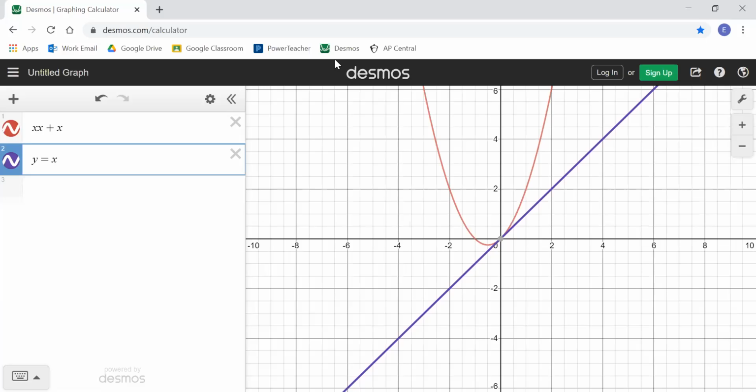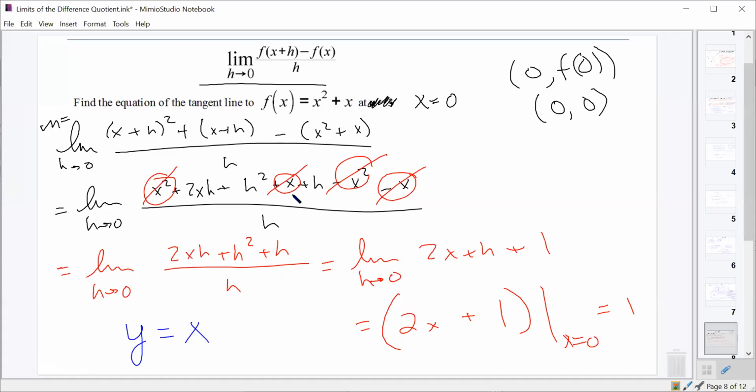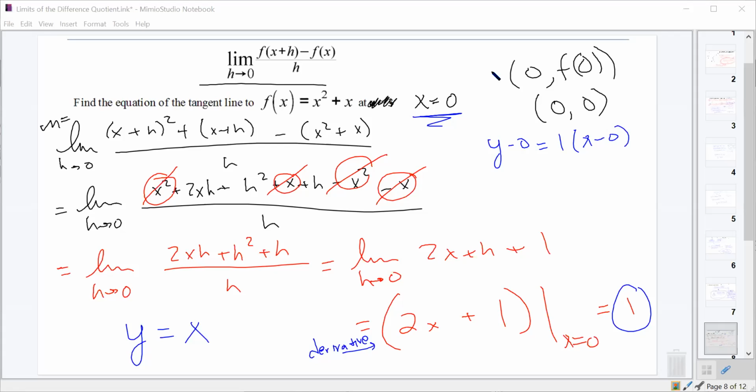Okay, so we got 2x plus 1, and this all the way down through here, this 2x plus 1, is the derivative. And what we did was we were looking for the tangent line at x equals 0, so we evaluated it at 0 to get a slope of 1. And that's where this came from, right? If we were to write it in point slope form, y minus 0 equals 1 times x minus 0. And that's where we got the y equals x from.